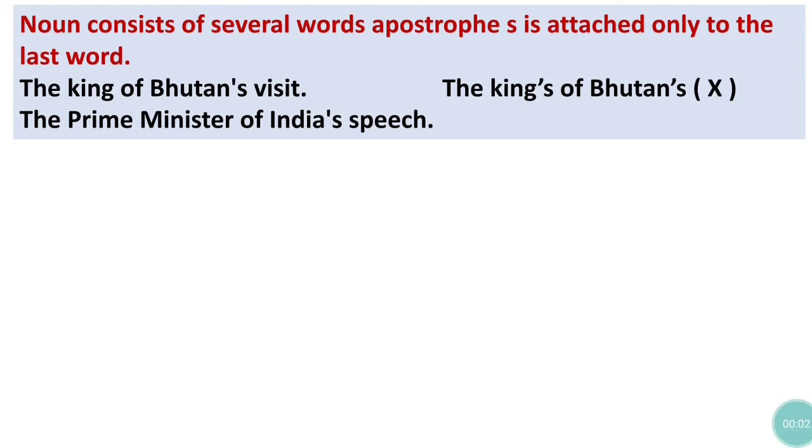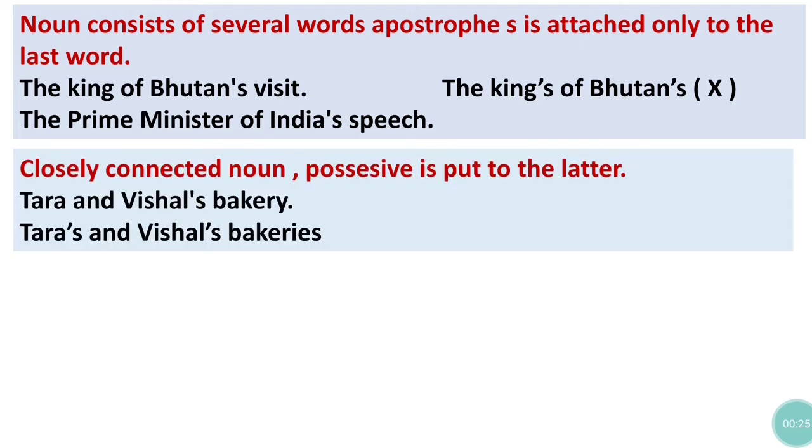Now, when a noun consists of several words, apostrophe s is attached only to the last word. For example, the king of Bhutan's visit. Here the king is a noun and Bhutan is a noun. We put apostrophe s to the last one, that is Bhutan. We don't say the king's of Bhutan's visit. It is incorrect. We don't put possessive to each noun.